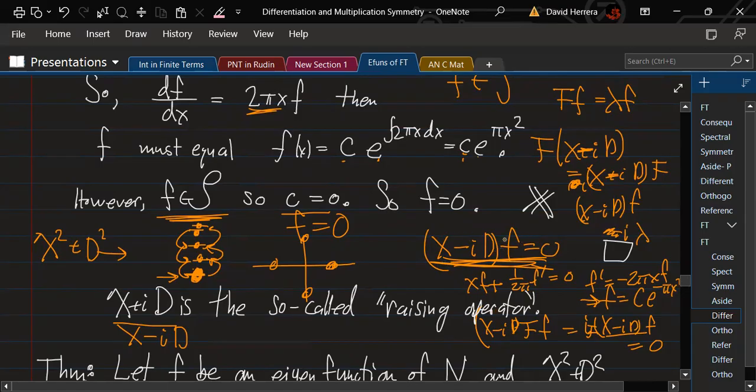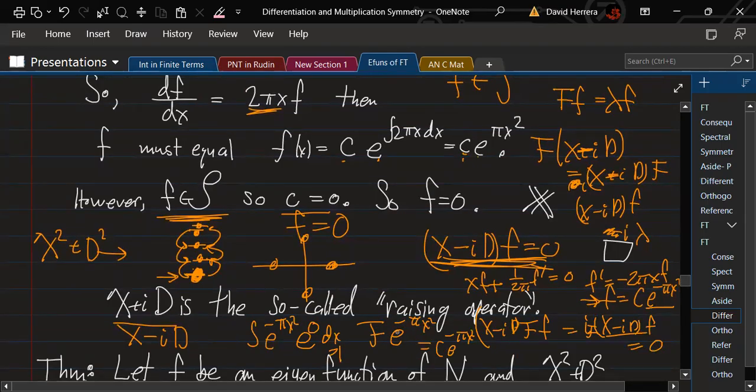And because it preserves the kernel of x minus ID, it means that this function, which is a Gaussian, when I do the Fourier transform of the Gaussian, I get a multiple of the Gaussian, because the multiples of the Gaussian are the only things in the kernel. And because the Fourier transform preserves the L2 norm, you can show that the C here has to be 1. I mean, you basically can just calculate the Fourier transform at the single value 0. And you see that equals 1, which tells you that the constant here has to be 1.